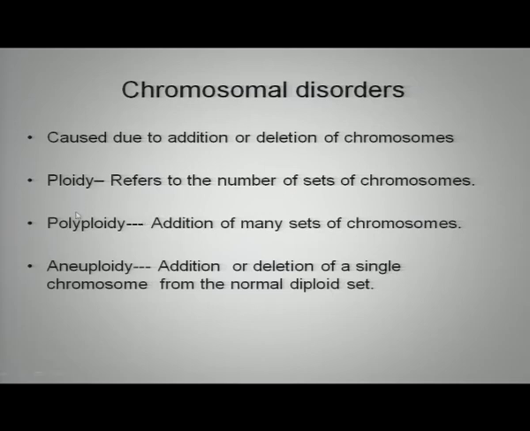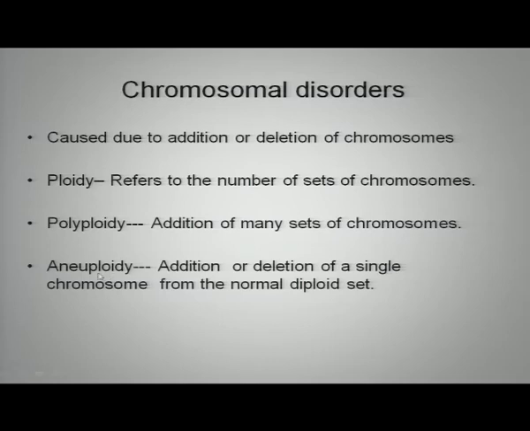You have already heard about it: haploid, diploid, triploid, tetraploid and pentaploid and polyploid, like that. So, what is ploidy? Ploidy refers to the number of sets of chromosomes present in an individual. If an individual possesses only one set of chromosomes, then it is haploid. If it possesses two sets, diploid. If it possesses many sets, more than two, then it is polyploid. So, polyploidy means the presence of many sets of chromosomes in an individual.